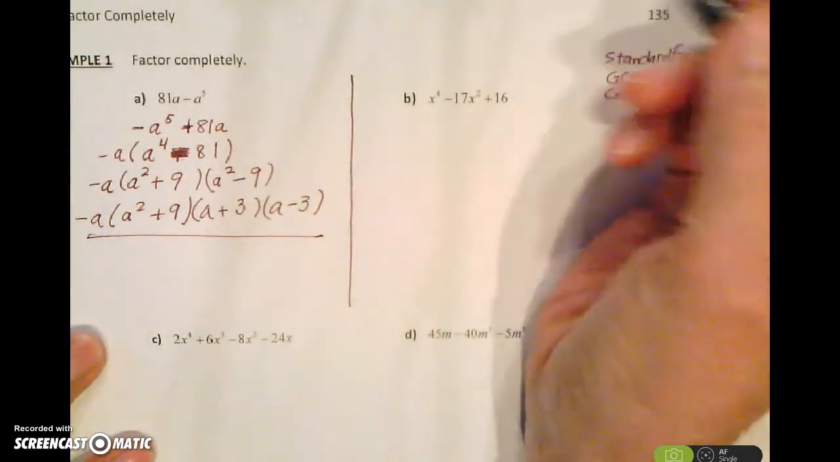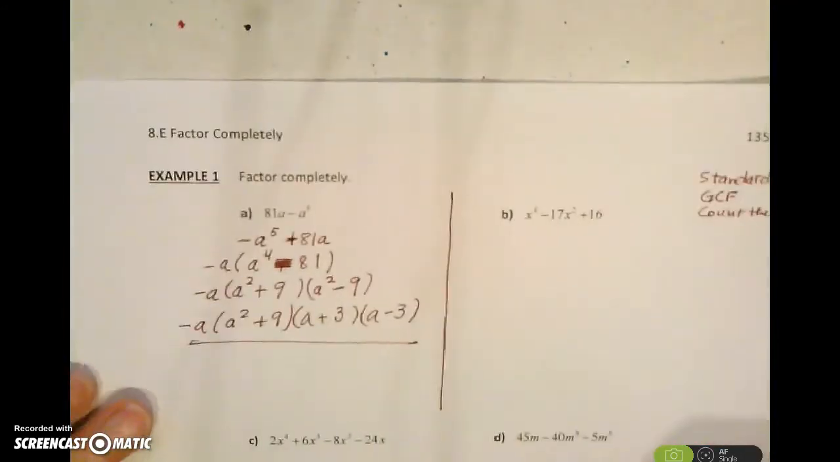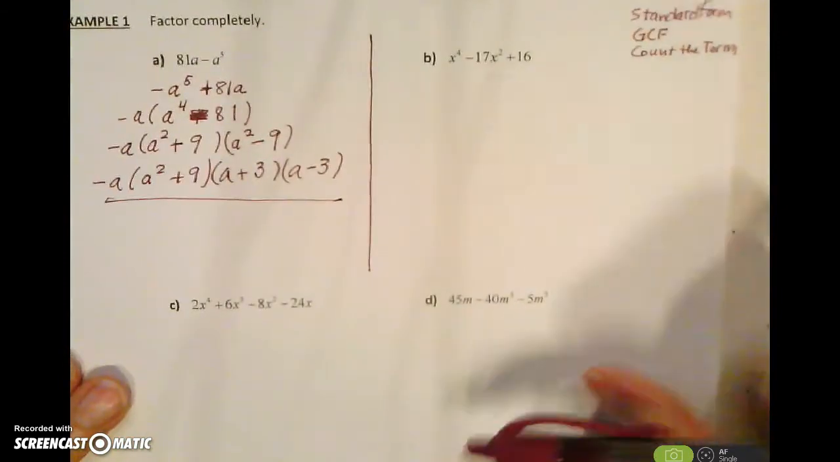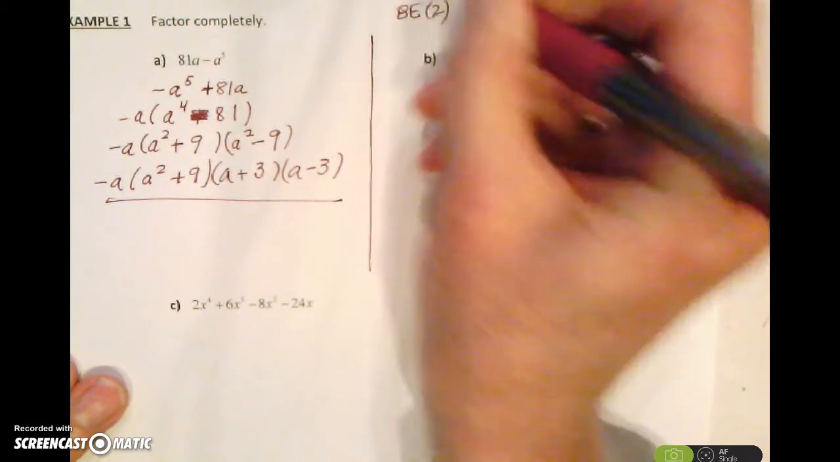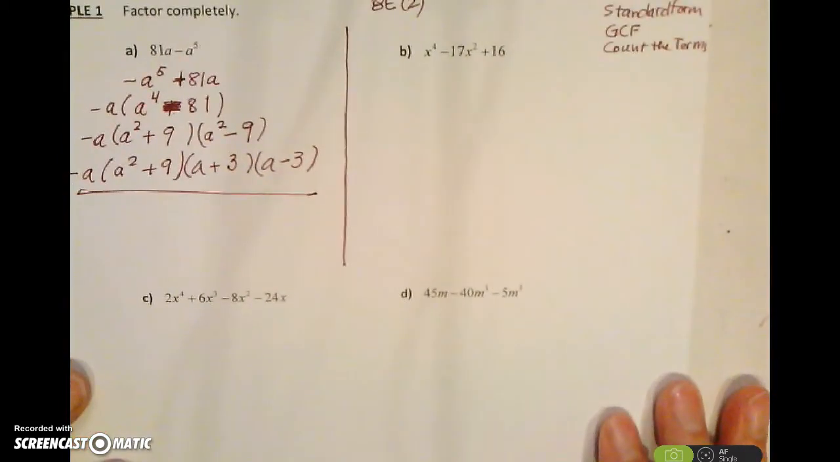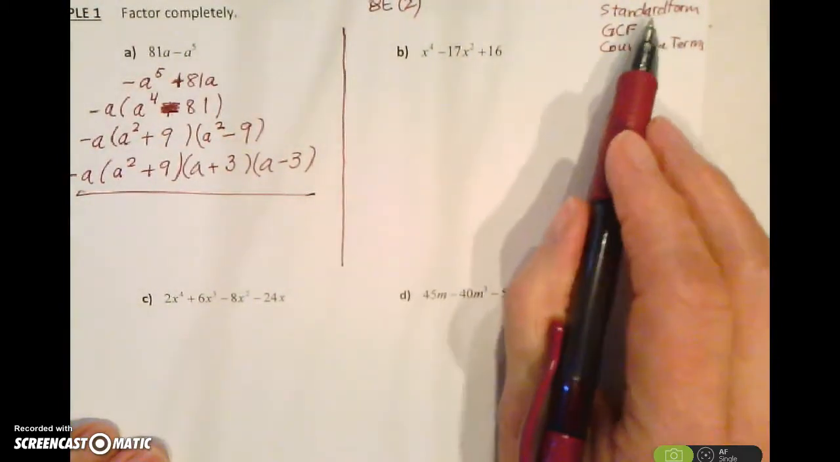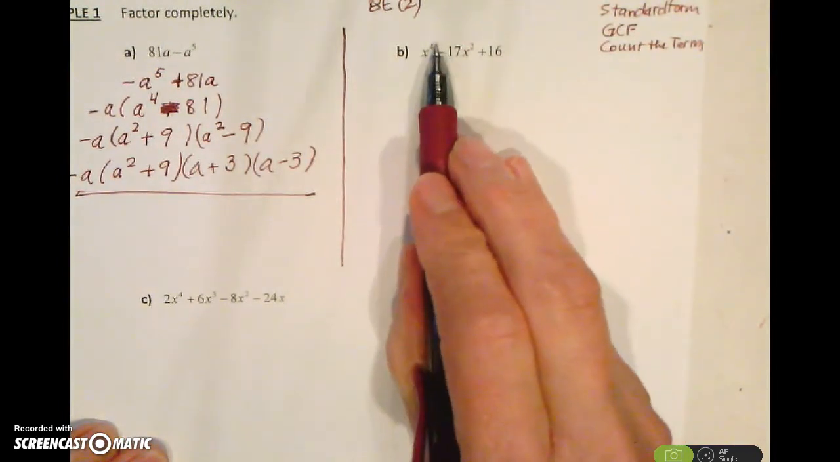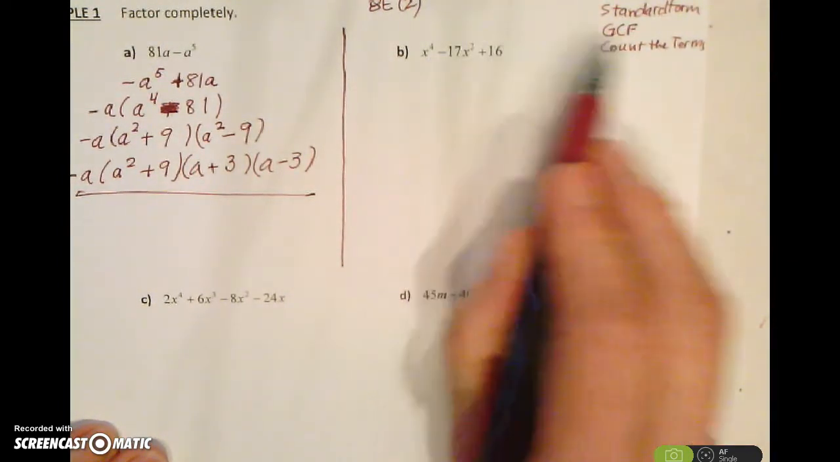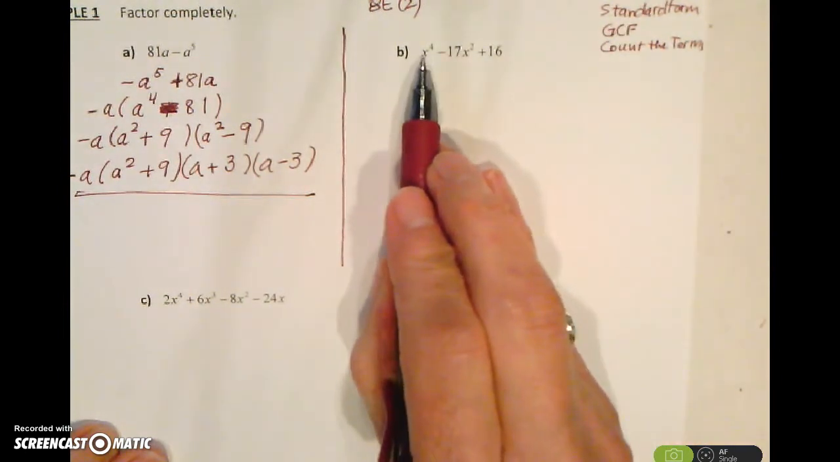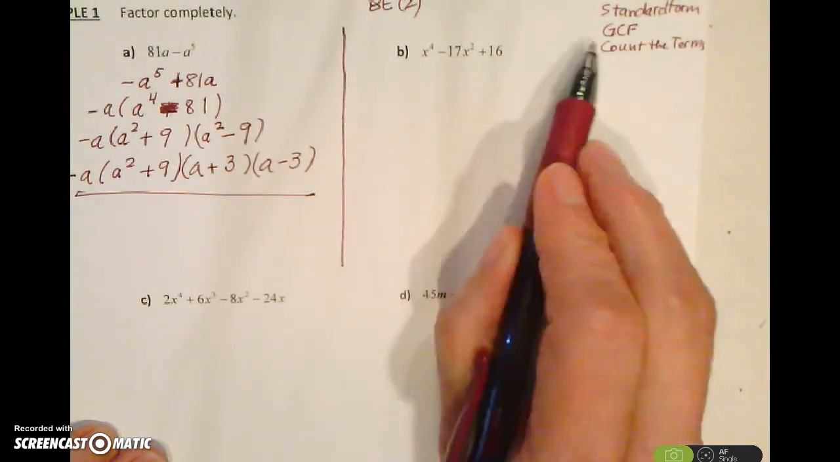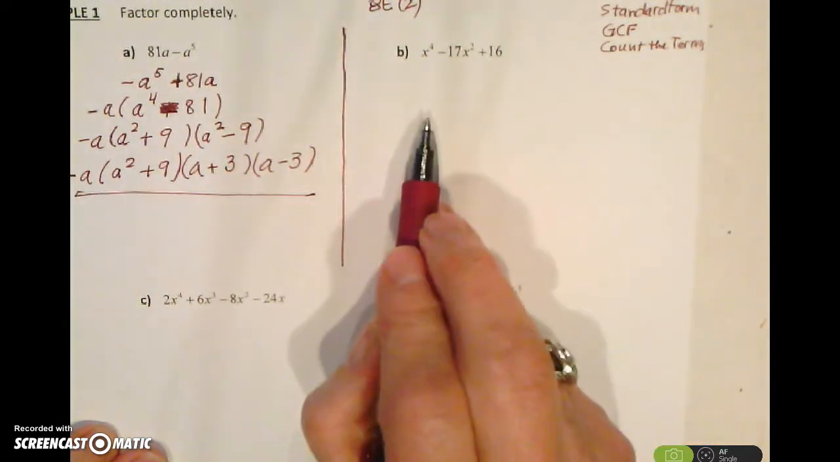For example 1b, and this is again 8e, factor completely. So I'm going to put 8e, and this is video 2. We're going to take a look. So again, we're going to think standard form. So x to the fourth, x to the second, no x's, check. Is there a GCF? There's an x, no x, so no GCF.